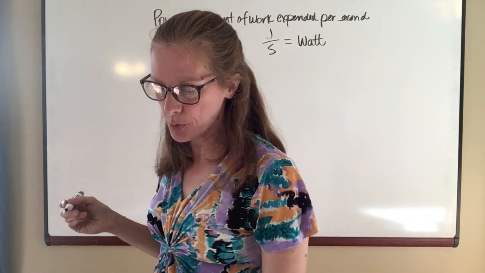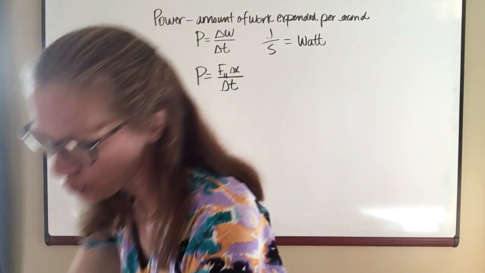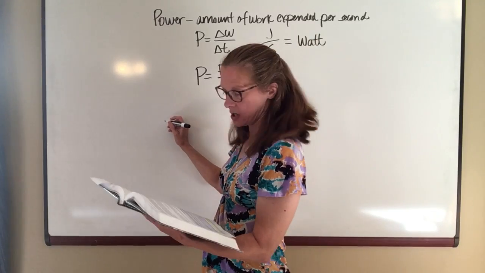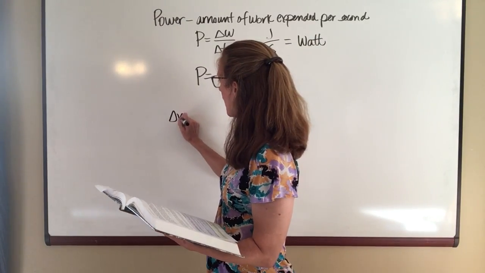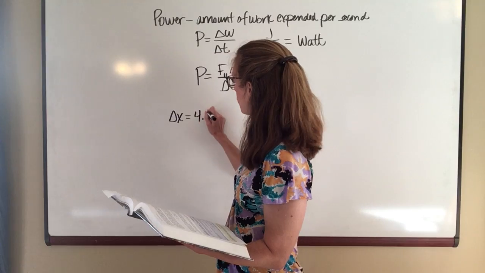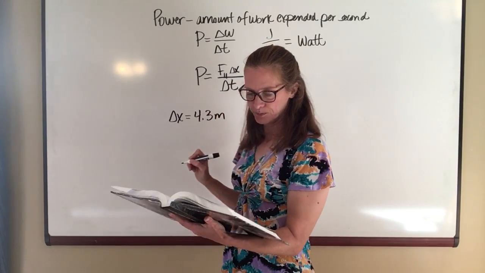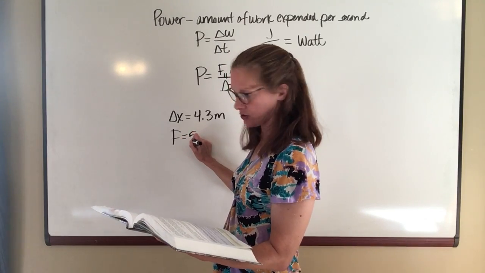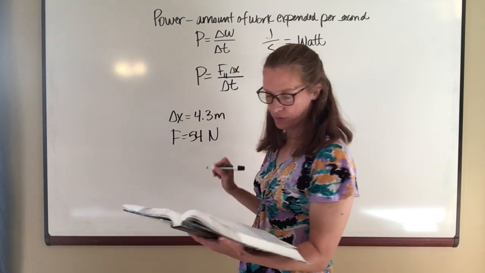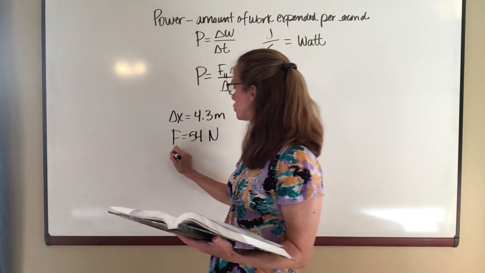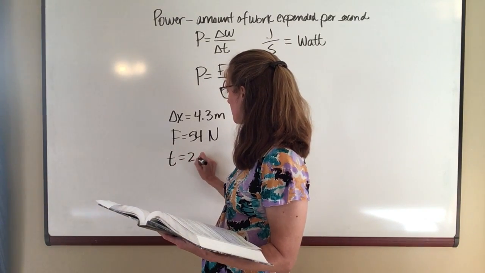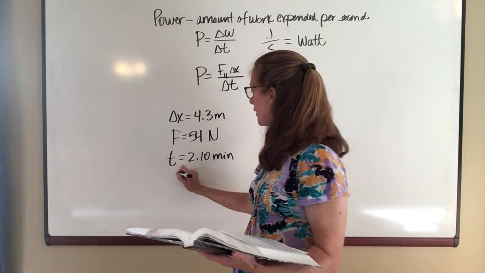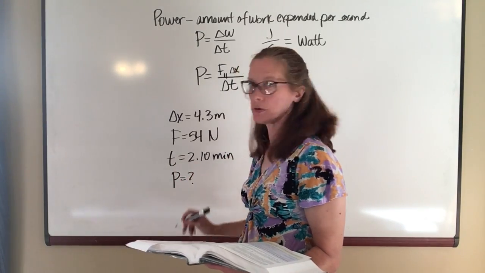So then if I look at example 8.9, a woman pushes a rock 4.3 meters. So this is example 8.9. So delta X is going to be equal to 4.3 meters. She exerts 52 newtons of force. So I'm going to put that in, 54 newtons of force over 2.10 minutes. And then I'm asked what her average power output would be.